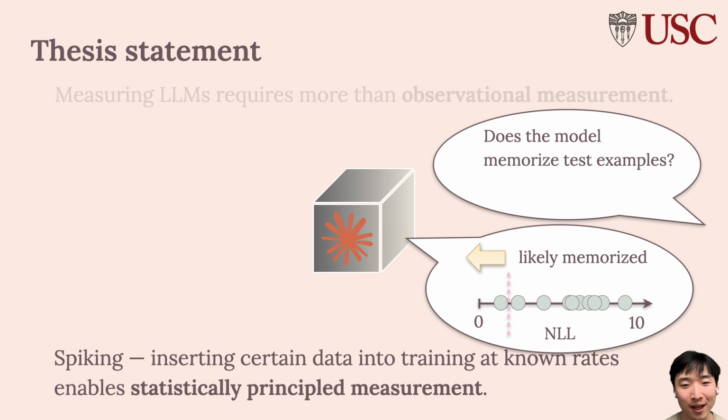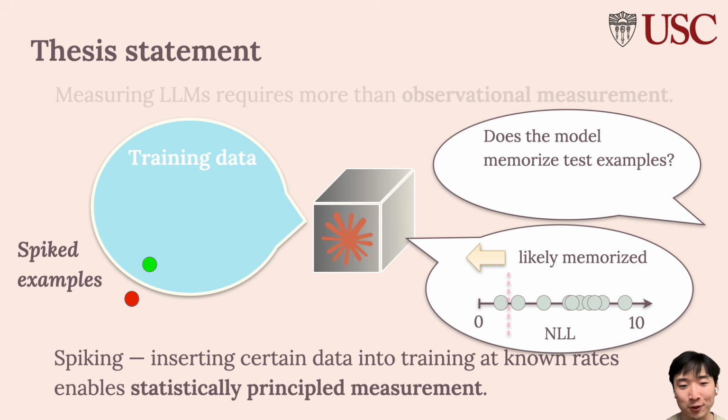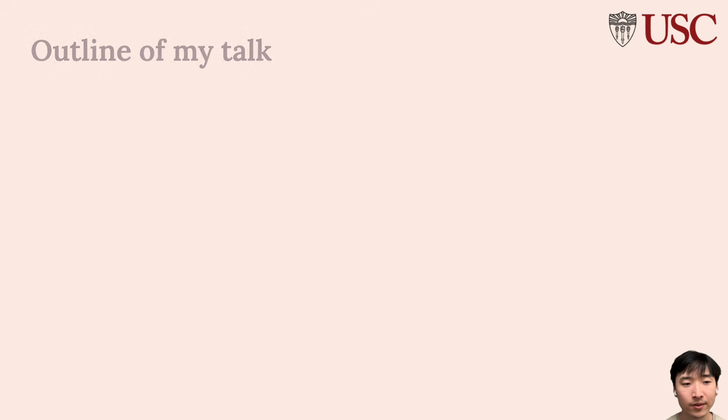With observational analysis, where to draw it is not obvious at all. Okay, so let's talk about the second part of the thesis statement. A model is a product of training, and spiking enables statistically principled measurement. So if this blue circle represents the training data, we could spike some test examples during training and have the ground truth of the contamination status for some examples. After computing the loss on these spiked examples here, it becomes obvious where the threshold should lie. The spiked examples here serve a calibration purpose.